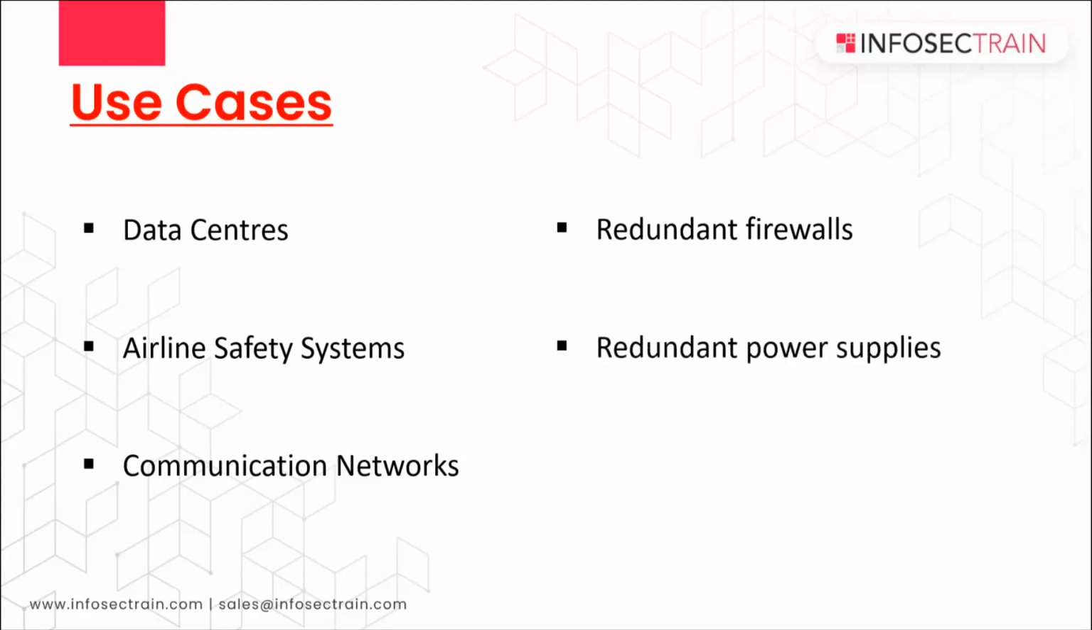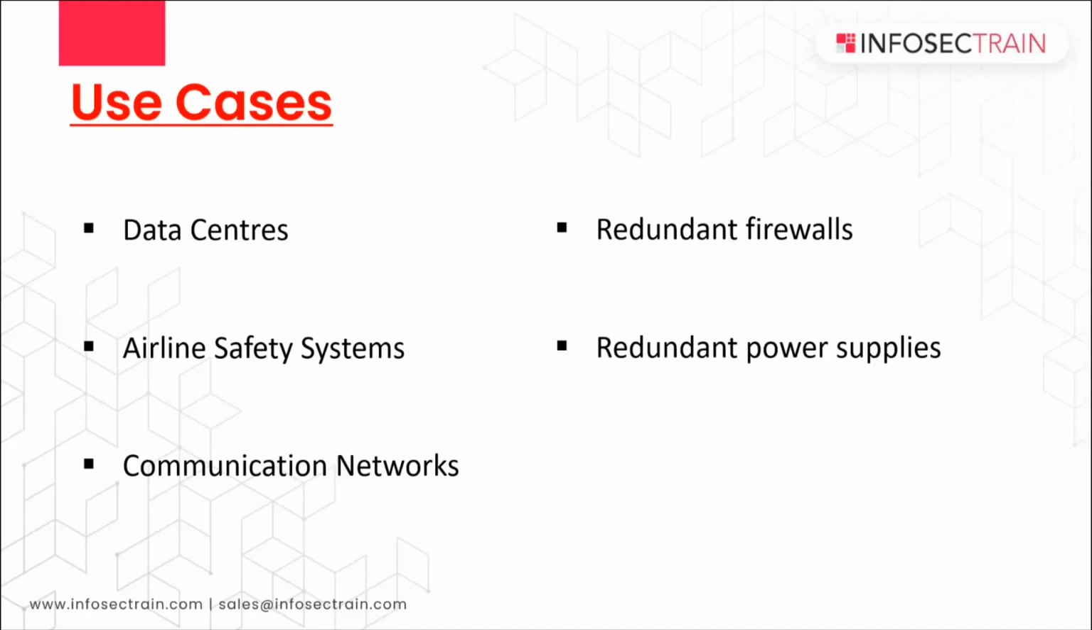What about next? Redundant power supplies. In physical security, access control systems and other security equipment often require a reliable power source to function properly. By using redundant power supplies, it is possible to ensure that the security equipment remains operational even if one power supply fails. This can help maintain the security of a facility and prevent unauthorized access even during a power outage or any other disruption.